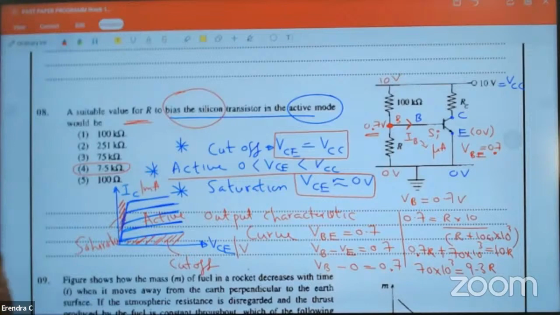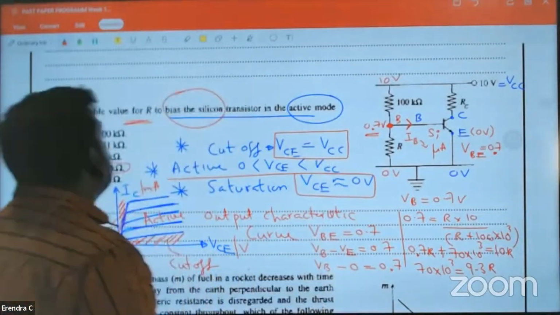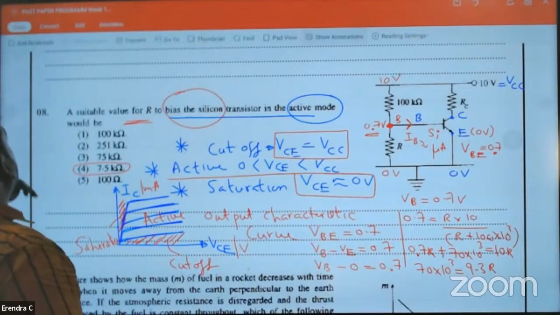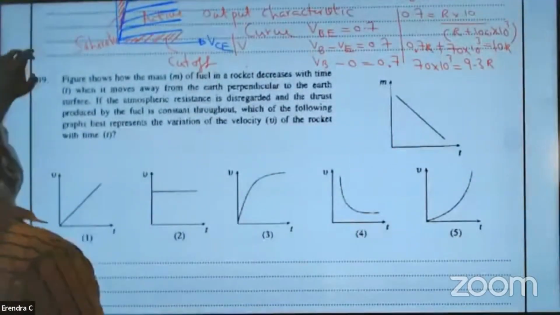Clear? Perfect. Right. Moving forward. Here you go.